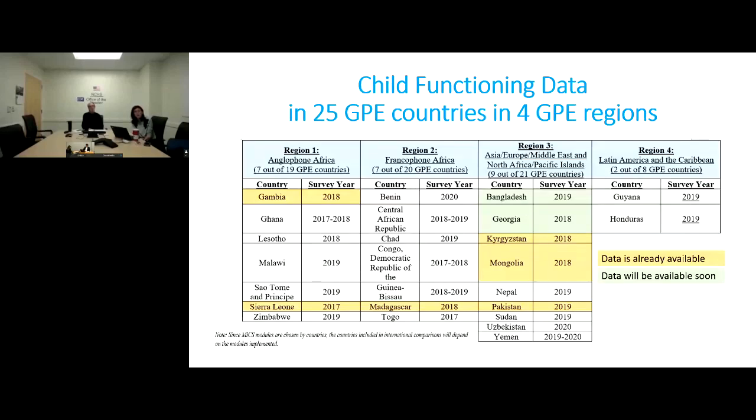Among the countries for which we already have available data that can be downloaded, there are Gambia, Sierra Leone, Madagascar, Kyrgyzstan, Mongolia, and Pakistan. And you also see in green some countries for which the data are about to be released, including Bangladesh and Georgia. You also have countries that are still in the process of finalizing their results, or for which data collection has not started yet, but is expected to start very soon. So we are going to have a wealth of data coming from these different countries across the four regions.